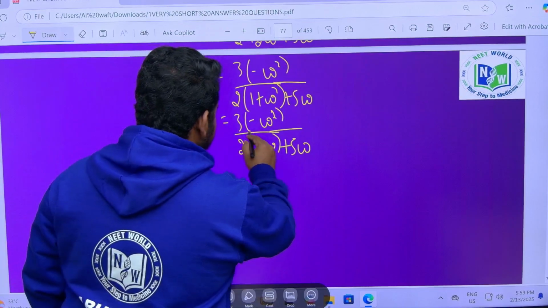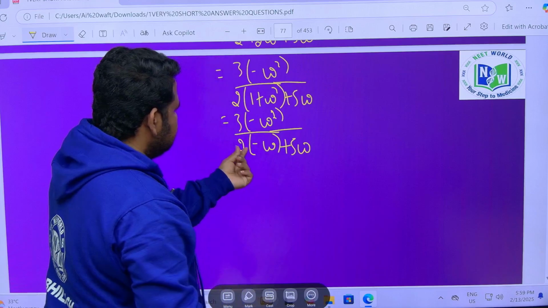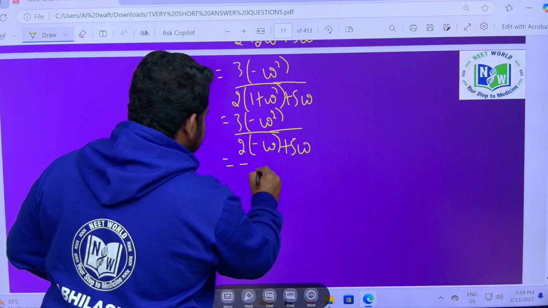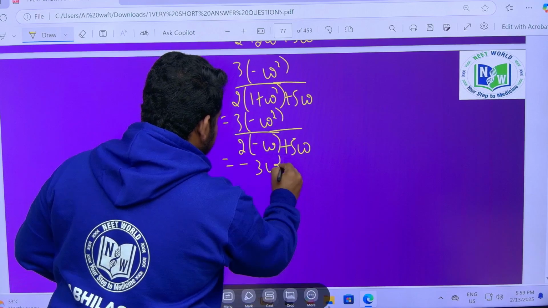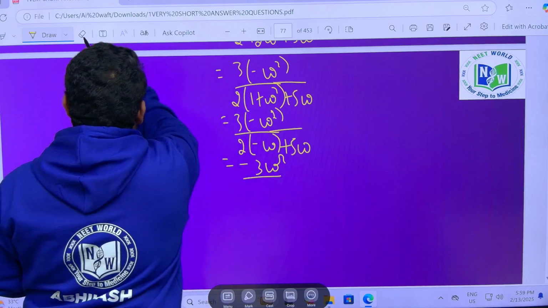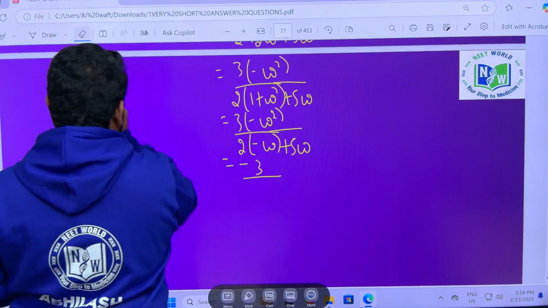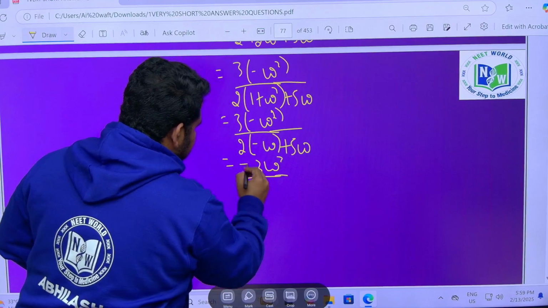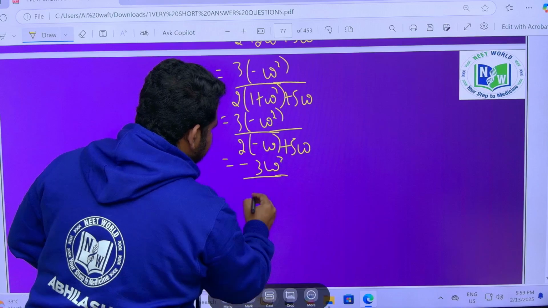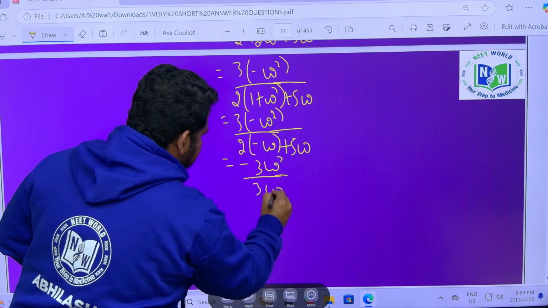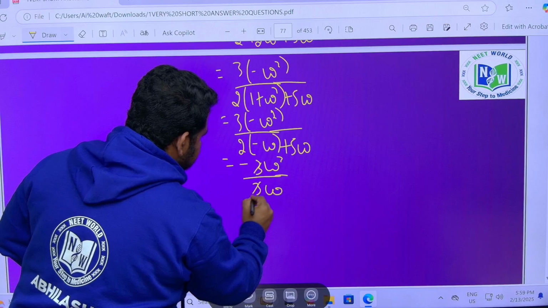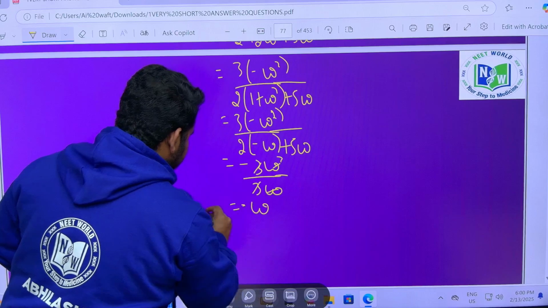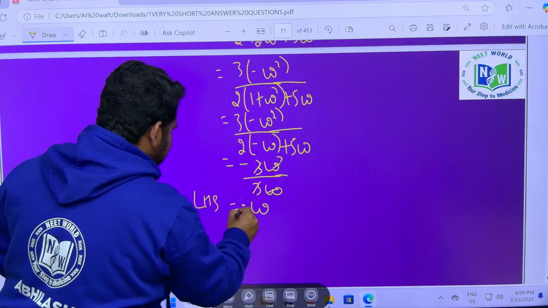So see friends, this will be minus 2 omega plus 5 omega, which will give us minus 3. This is minus 3 omega square. Okay. Minus 2 omega plus 5 omega will give us 3 omega. Okay, 3 cancels and omega cancels, you will get minus omega. So LHS will be equal to minus omega.